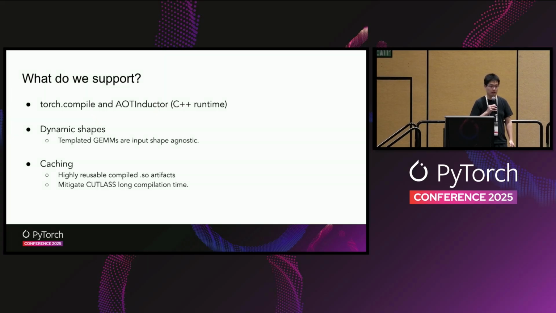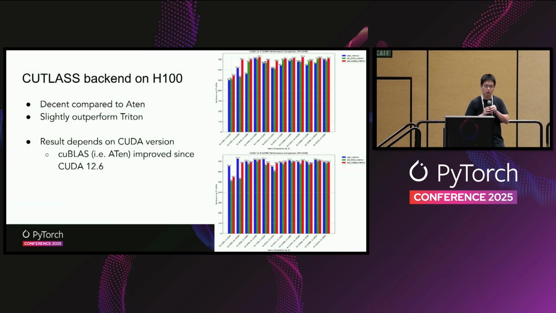We also support various kinds of caching to make sure the integration is nice and easy to use. Again, we made the templated gems input shape agnostic so that they are highly reusable. For different shapes, you can just reuse the same .so artifacts. This is a mitigation to CUTLASS's long compilation time, which we might come back to when we talk about CuTe DSL. So what are the results?